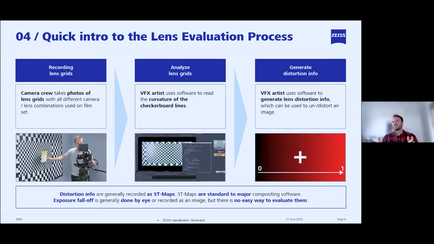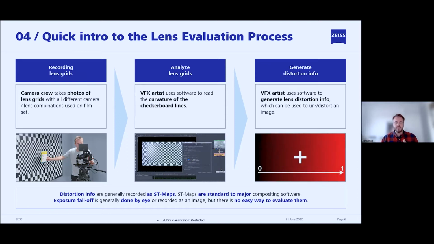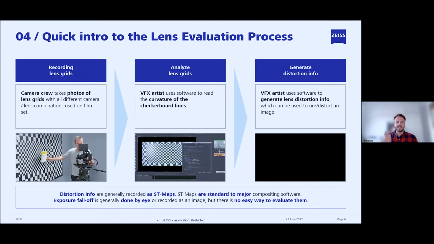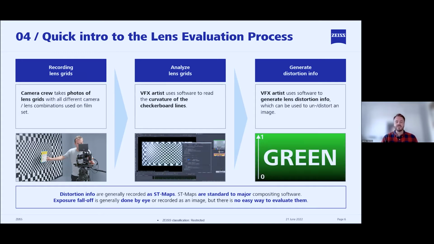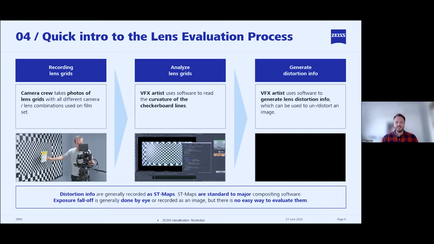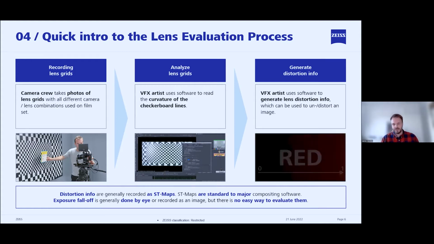An ST map is just an image with certain color values in it, and compositing tools or match moving tools can read these color values to manipulate the image, for example, to remove or add the distortion onto an image. And the problem with this is that the focus distance of a lens has a major influence on the distortion. So you can't just take one recording of a lens grid. You need to take a photo basically for every change on the lens. But this is not possible because you can't do something for infinity.